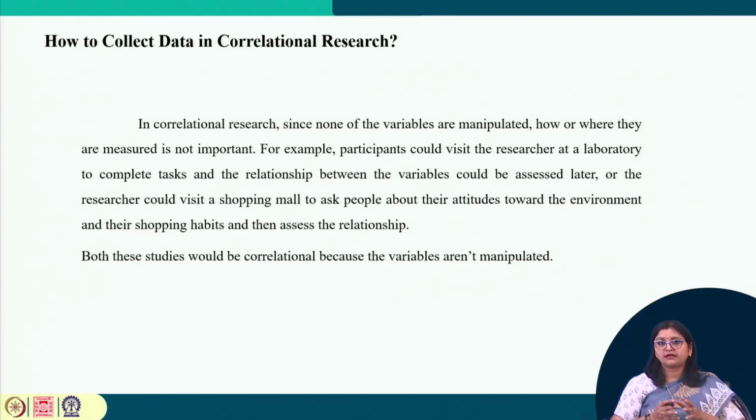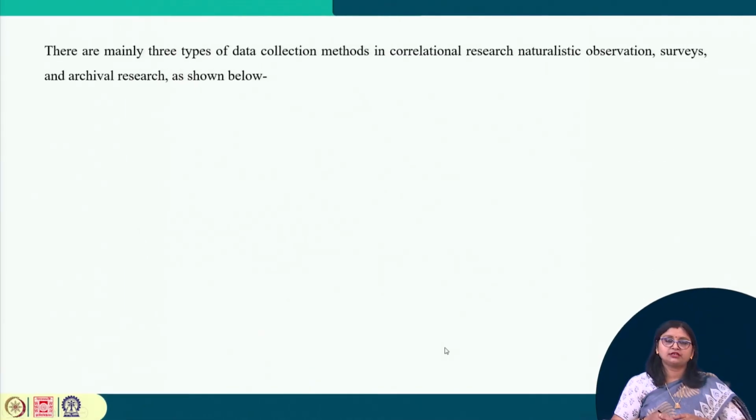For example, participants could visit the researcher at a laboratory to complete the task, and the relationship between the variables could be assessed later, or the researcher could visit a shopping mall to ask people about their attitude towards the environment and their shopping habits and assess the relationship. Both these studies would be correlational because the variables are not manipulated, they are being studied in a natural setting.